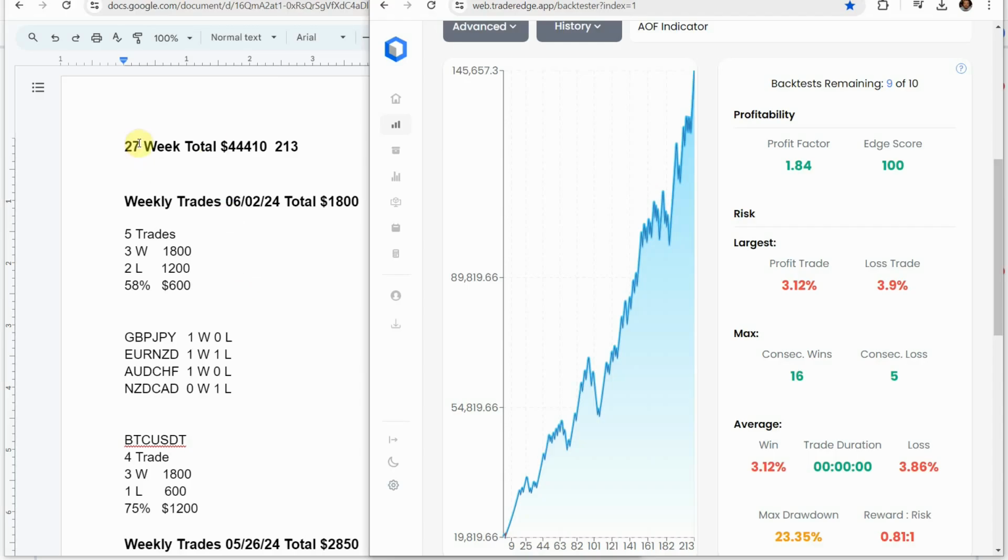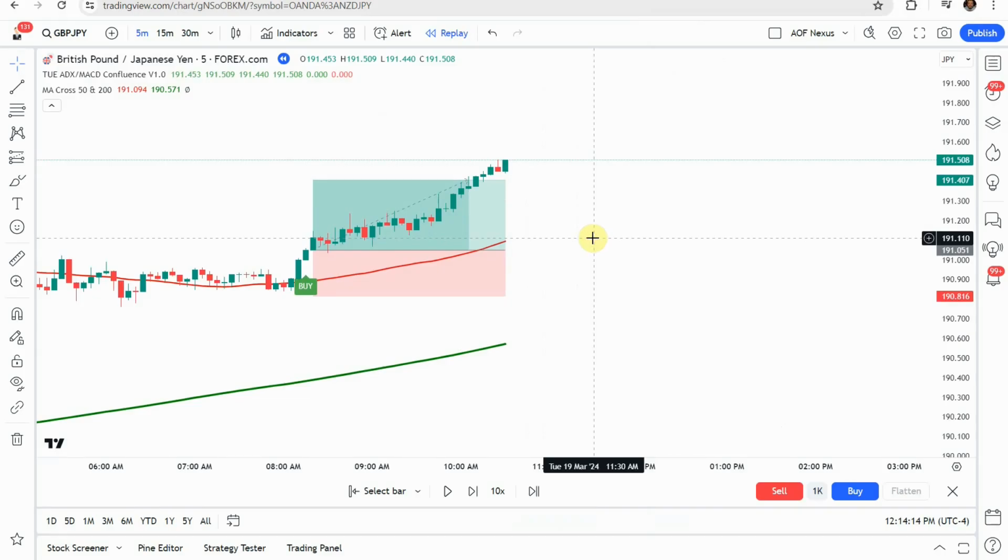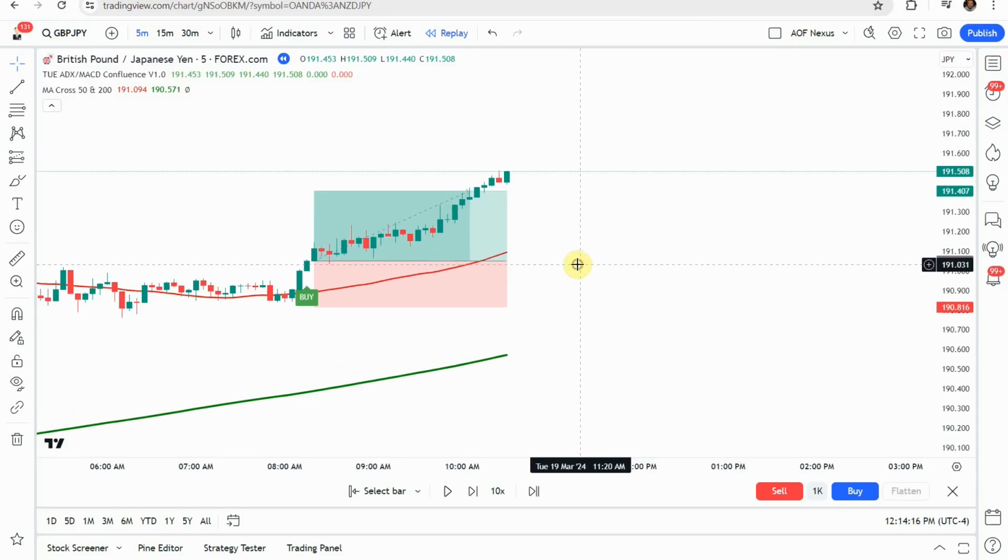At the 27-week total now, we would have been up $44,410 over 213 trades. You can see more stats on the strategy here and the growth of the equity there. It's really good stuff from the Academy of Forex indicator. All right, that's it for this strategy here. We're going to put this one on the yes list and move on to the next video from here.